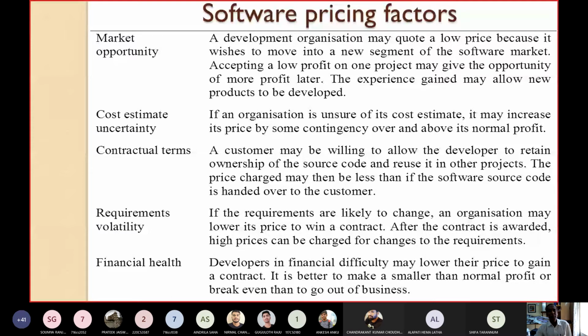Similarly, financial health is also another important factor for software pricing. So the implications of those factors are explained here. You please read yourself.